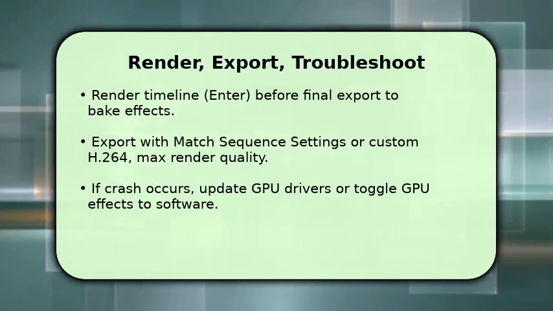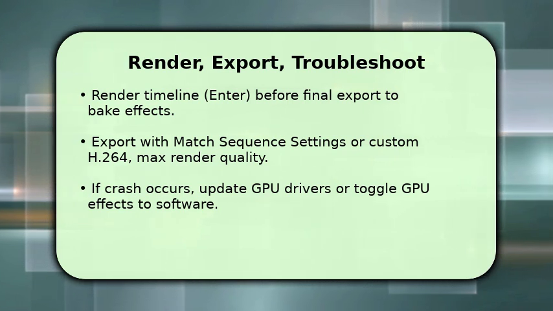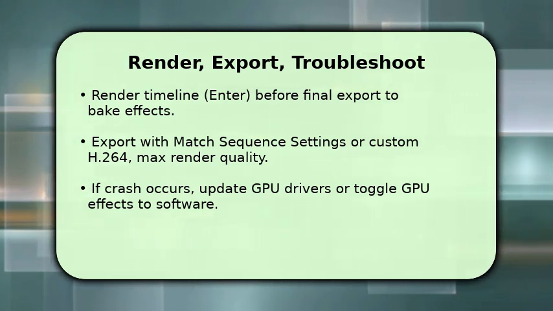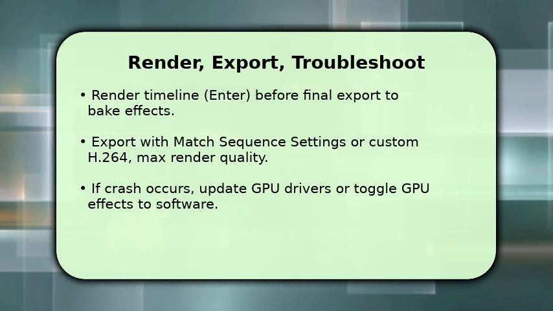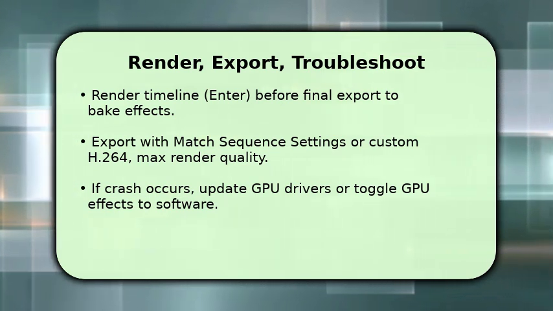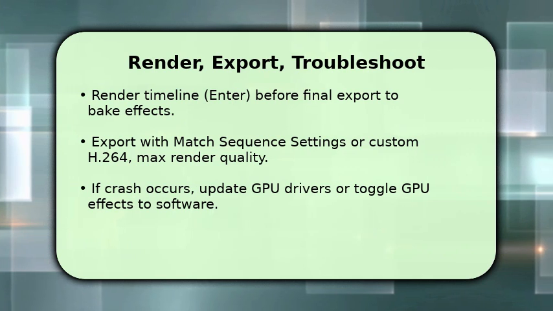After adjustments, press Enter to render effects in your timeline so scrubbing is accurate. Then use Export Media and choose Match Sequence Settings, or H.264 with maximum render quality for best results.